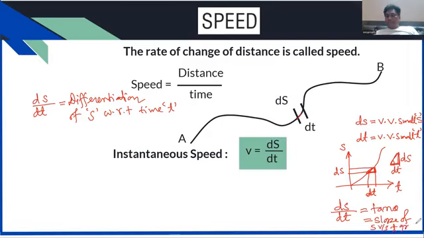Okay. So I have to learn these three things. V equal to ds by dt. Then ds by dt means tan theta, perpendicular by base. Then ds by dt means slope, means perpendicular by base. Slope means just perpendicular by base.